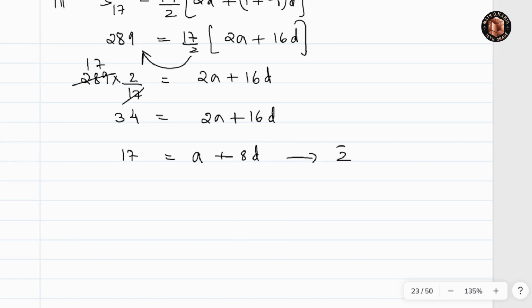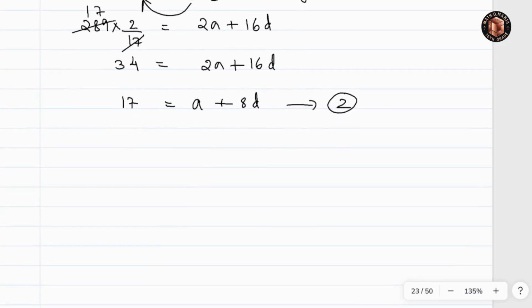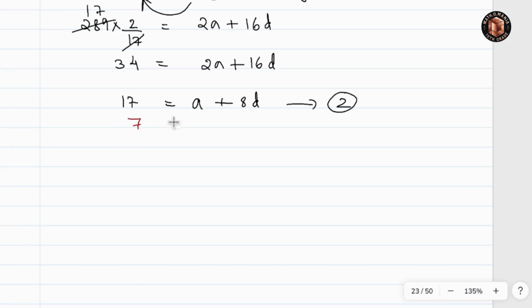Therefore, I got the equation. This one I will name equation 2: 17 equals a plus 8d. And this is my equation number 1: 7 equals a plus 3d.